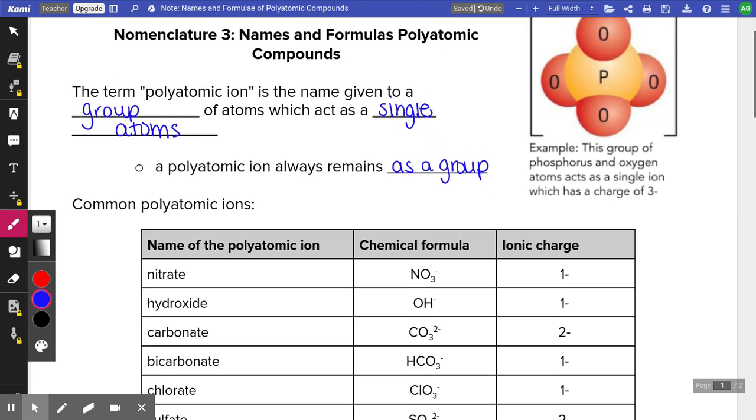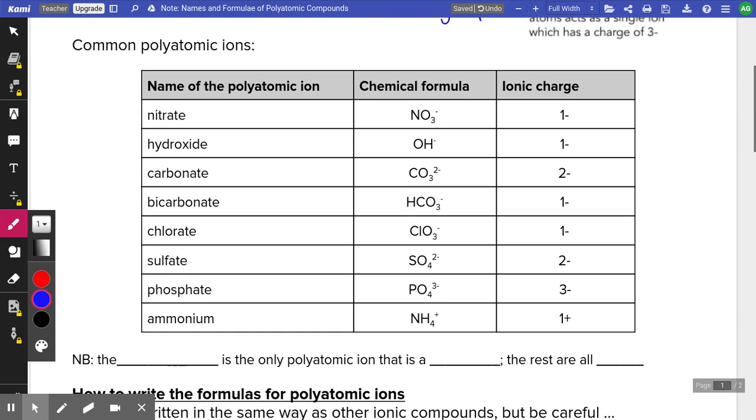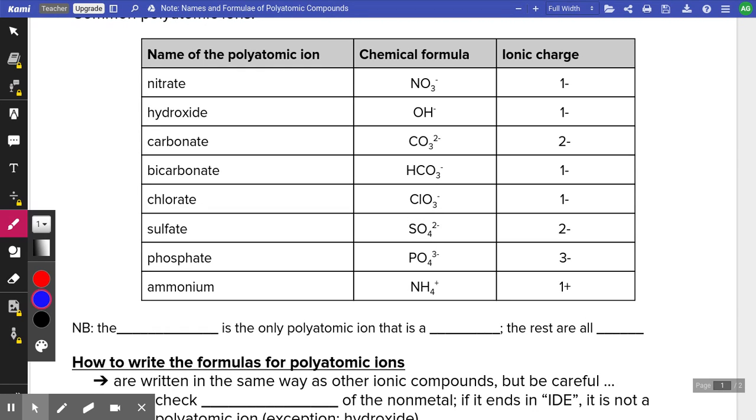You have some examples of different polyatomic ions here, and I've provided you with a visual of what these polyatomic ions look like. They are essentially molecules that stay together, and you can see that in a nitrate ion, there's actually one atom of nitrogen and 3 atoms of oxygen. Each polyatomic ion has its own charge, and the charge is indicated on this table. For example, NO3 has a charge of 1 minus.